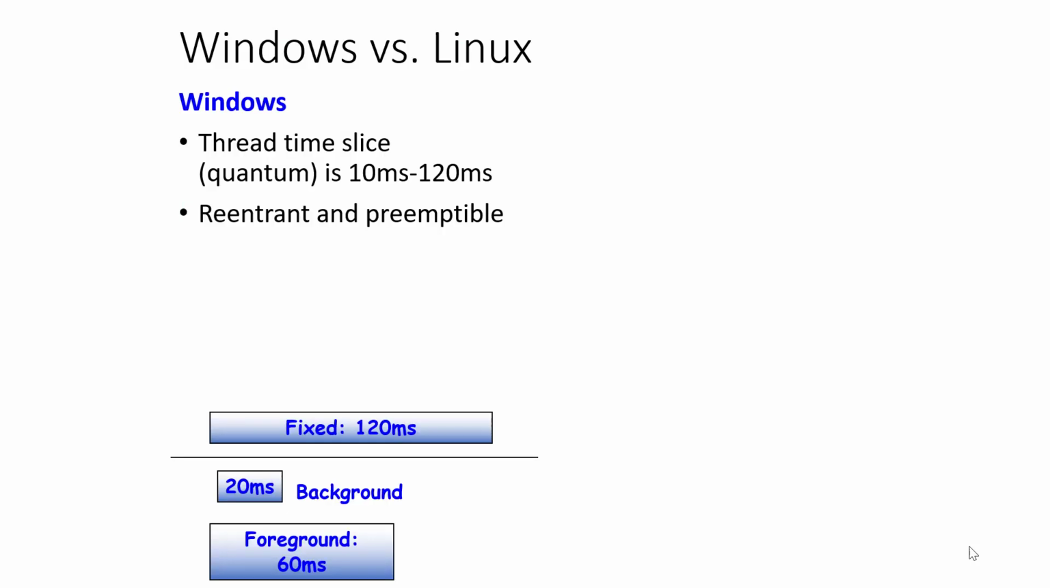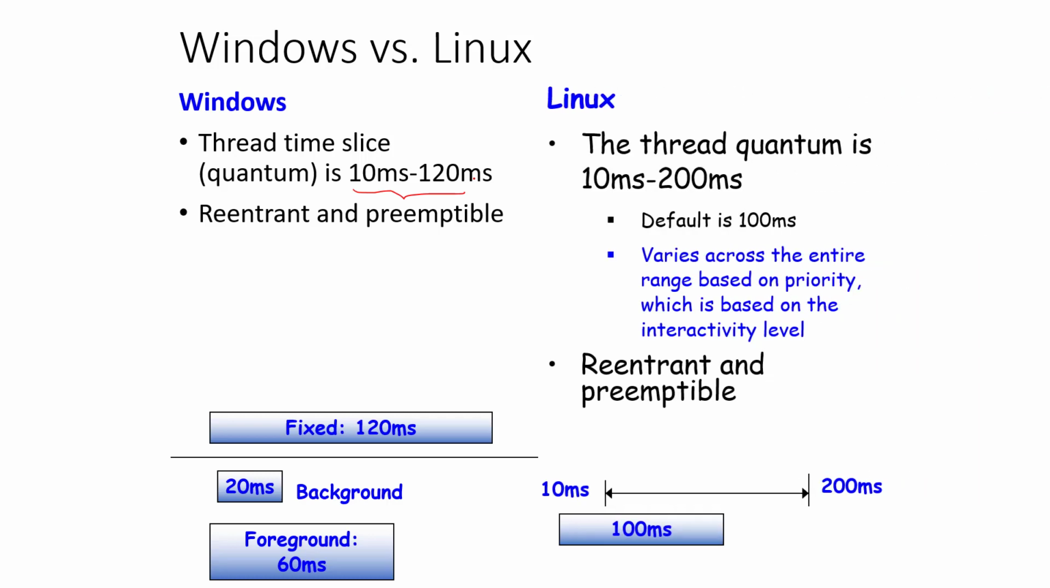So what we have seen in Windows and Linux is that we have the notion of a thread time slice, which is of course much larger than the timer interrupt interval. In Windows, it can be large. Of course, these are configurable parameters, and can vary between 10 milliseconds and 120 milliseconds. The kernel as such is preemptible to a large extent, which means it's also reentrant.